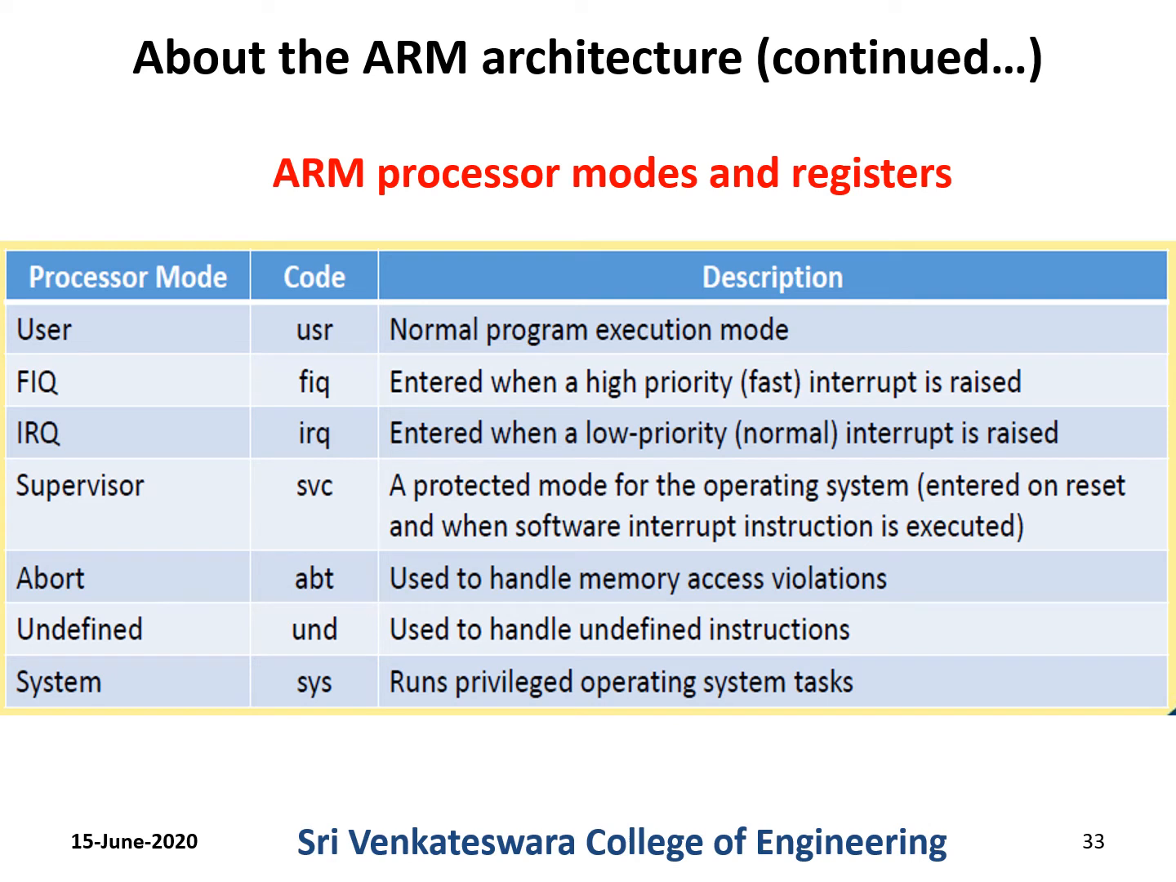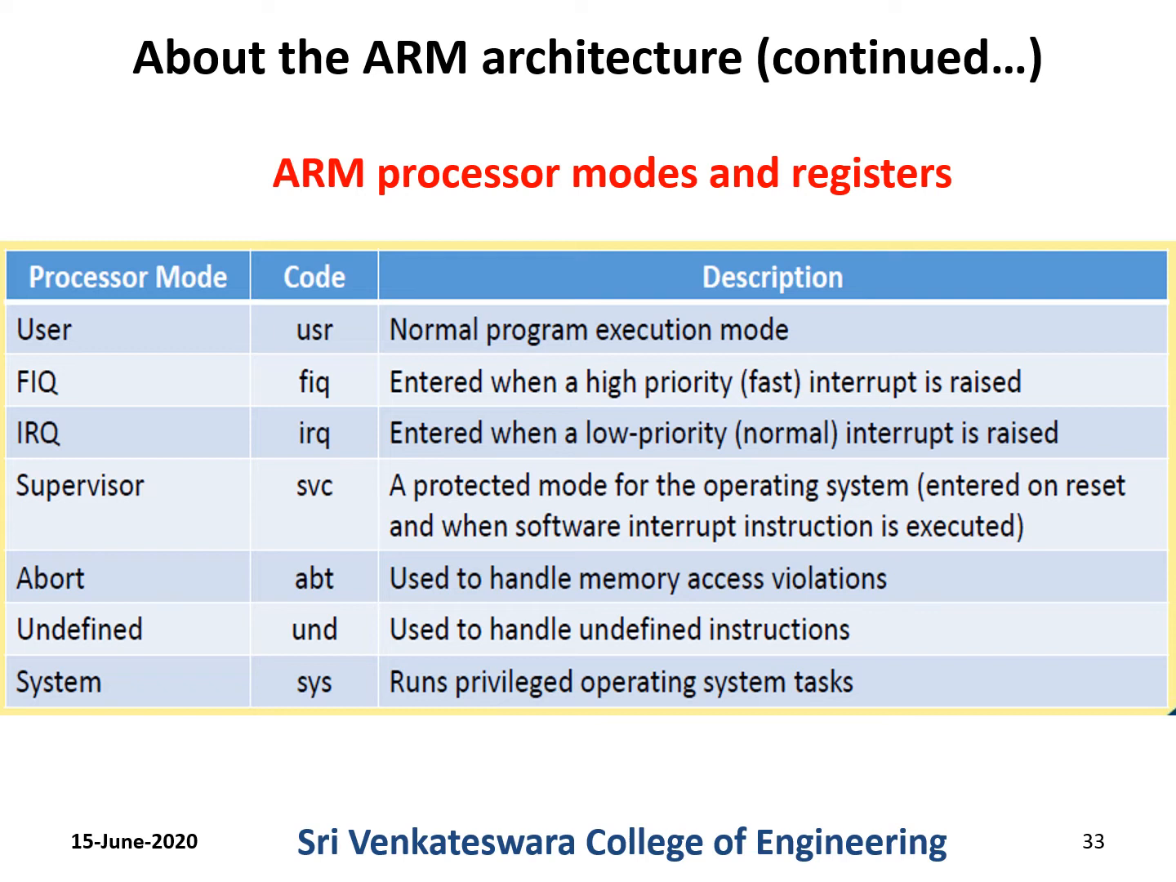ARM has different processor modes and registers. The 7 processor modes for ARM are listed here: user processor mode, fast interrupt request mode, normal interrupt request mode, supervisor mode, abort mode, undefined mode, and system mode. The corresponding mnemonic codes are also listed here. The user mode is the normal program execution mode.